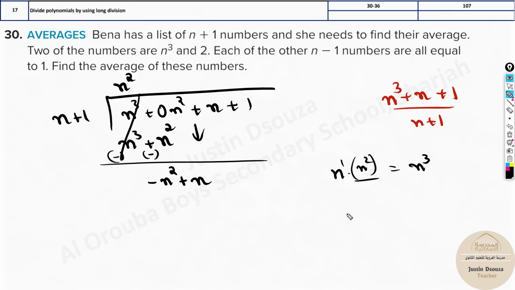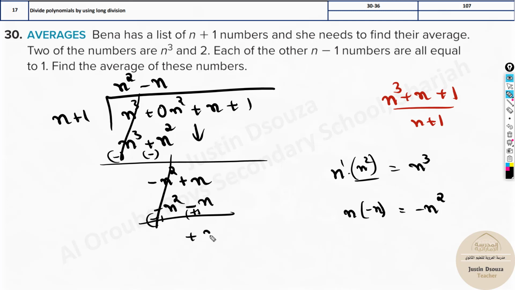Now what do you have to multiply to n to get minus n squared? It will be minus n. Minus n times n will be minus n squared. So minus n will be written over here, and now multiply. It will be minus n squared minus again n. 1 times n is n. Change the signs, it will just change to the opposite sign. If they were different signs, plus and minus, it will be minus and plus. So this cancels. What happens over here? It will be plus 2n. Now bring this down, it will be plus 1.